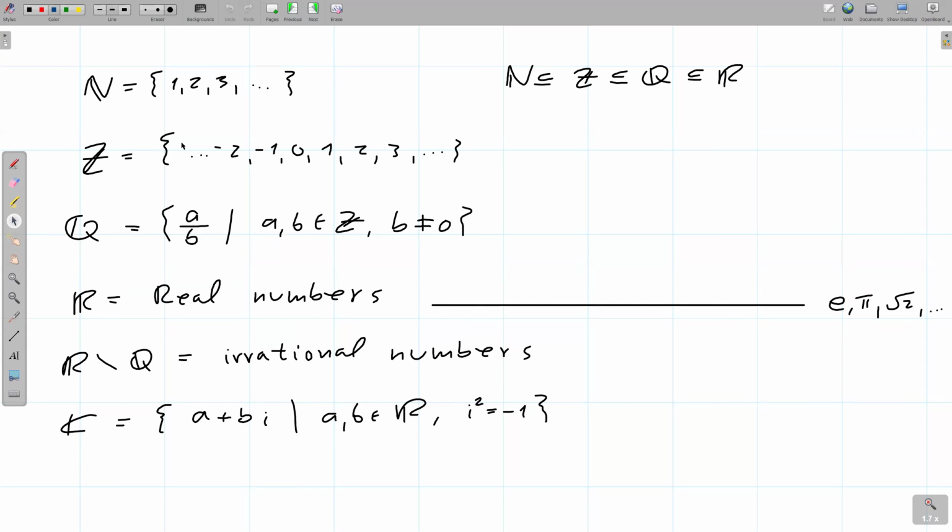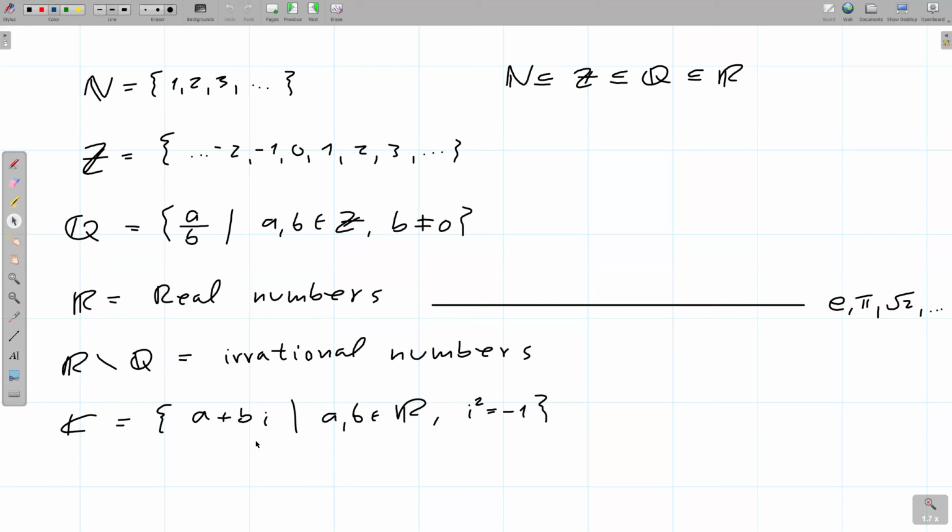Of course, the sets contain each other. The natural numbers are contained in the integers, they are contained in the rational numbers, that are contained in the set of real numbers. Every rational number is a real number. The irrational numbers are the set of real numbers which are not rational. So this is a subtraction of sets. So we have natural, integer, rational, real numbers, irrational numbers, and the set of complex numbers.